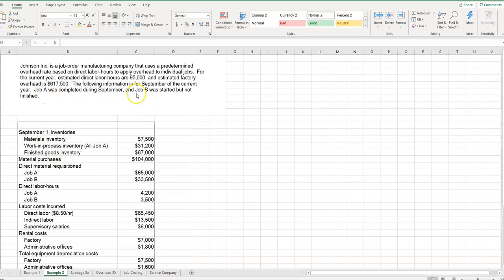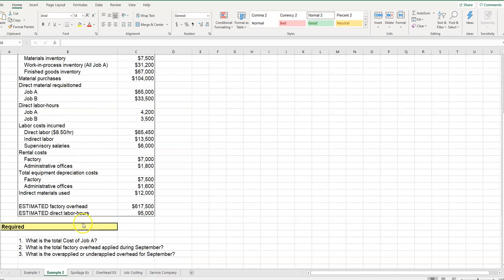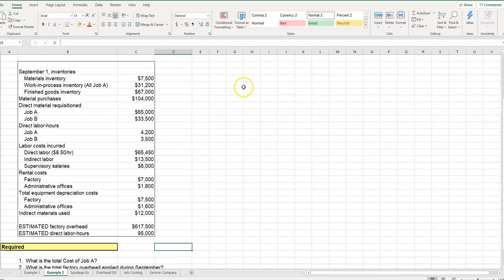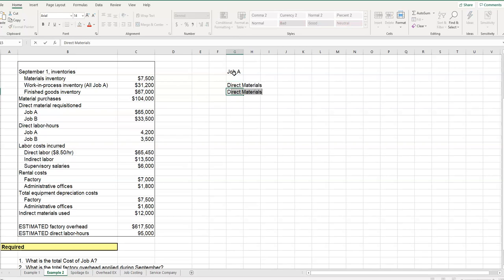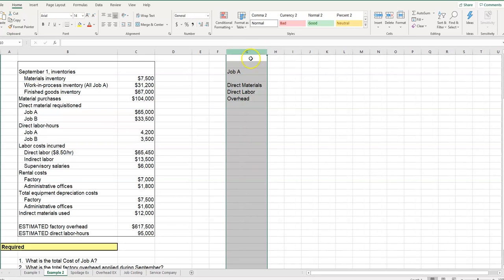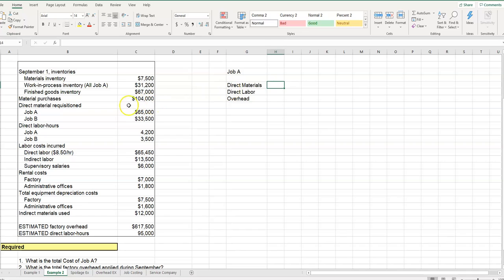We know that job A was completed during the month of September and job B was started but not finished. So the first question is, what is the total cost of job A? When we're looking at the total cost of a job, we record 3 costs: direct labor, direct materials, and overhead. So we're recording September inventory amounts.